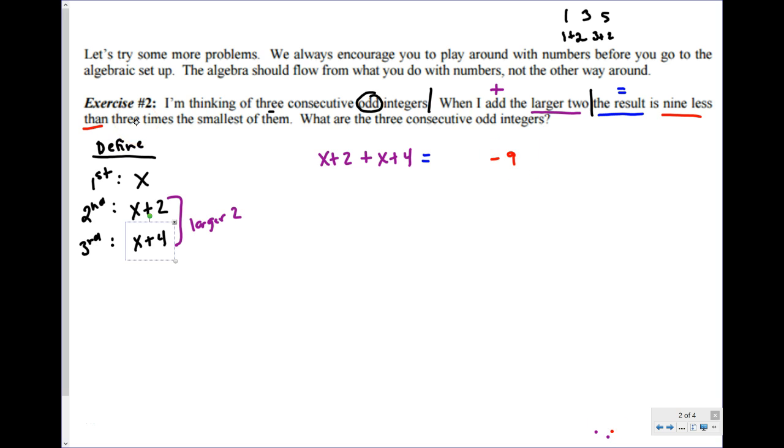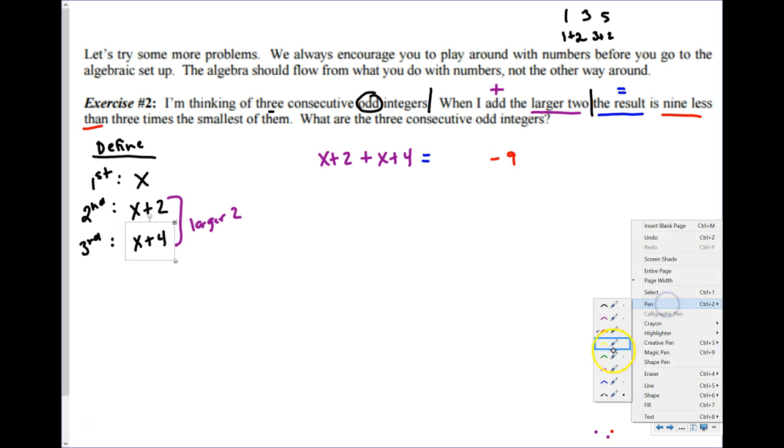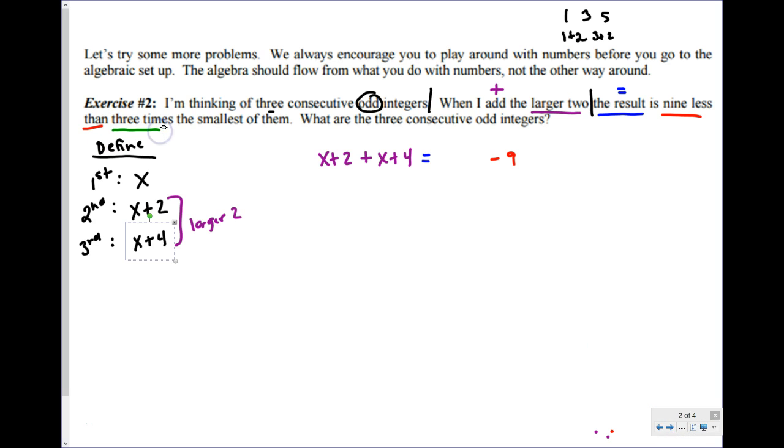3 times the smallest. So 3 times, that's multiplying. The smallest, this is the smallest. So I'm going to have 3x minus 9. And that's my translation, the equation I've created. Okay? That's the hard part. The hard part is setting up your consecutive integers and creating your equation. The rest is just solving.